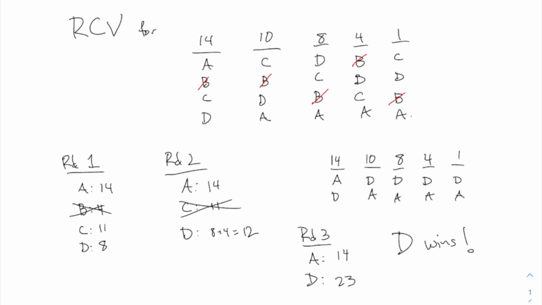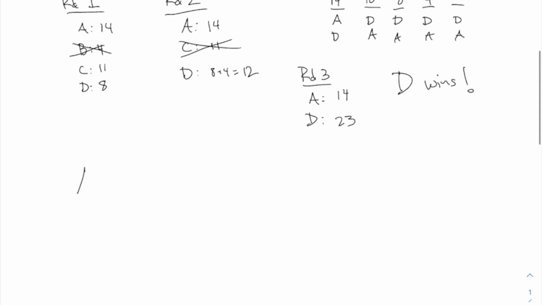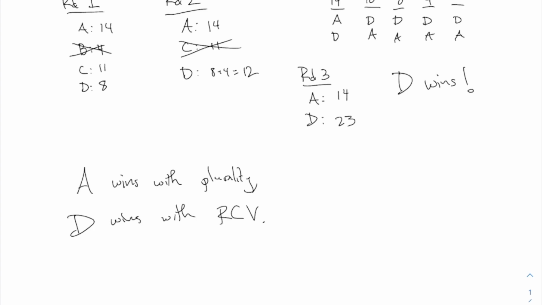So this is an example where you can see pretty clearly the ranked choice winner is not always the same as the plurality winner. If we do the plurality system in this election, we did this last time, you can just see from the first round here, A has the most votes in the first place. So in this case, A wins with plurality, but D wins with the ranked choice voting. All right. Sometimes the ranked choice winner is different from the plurality winner.